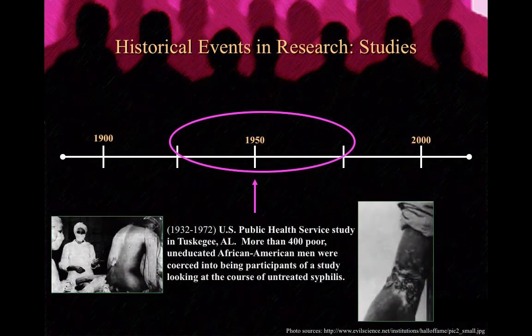As a consequence of this study, 100 died of complications from the disease, 28 died from syphilis directly, 40 spouses were infected, and 19 children were born with congenital syphilis. This study went on for 40 years. In 1997, people demanded that the federal government be held accountable, so former President Bill Clinton issued a public apology.